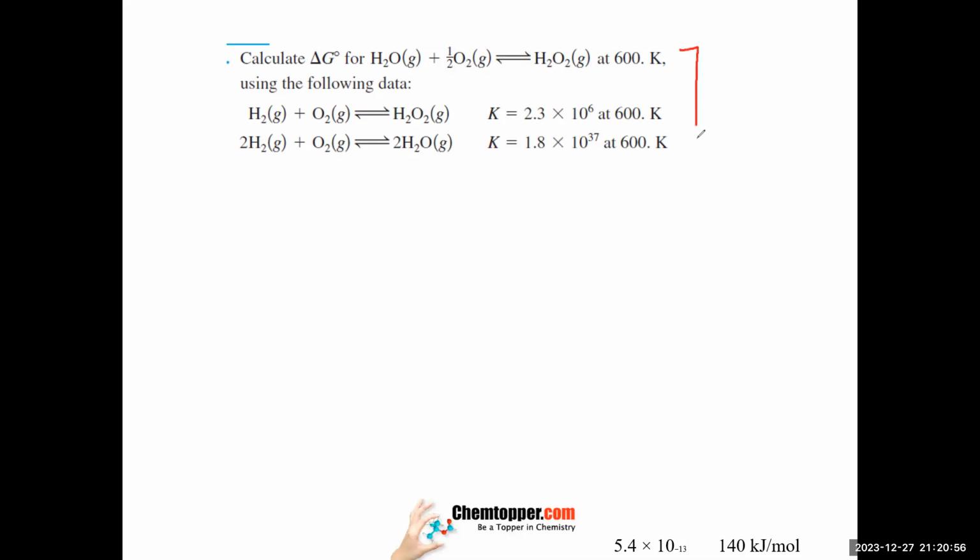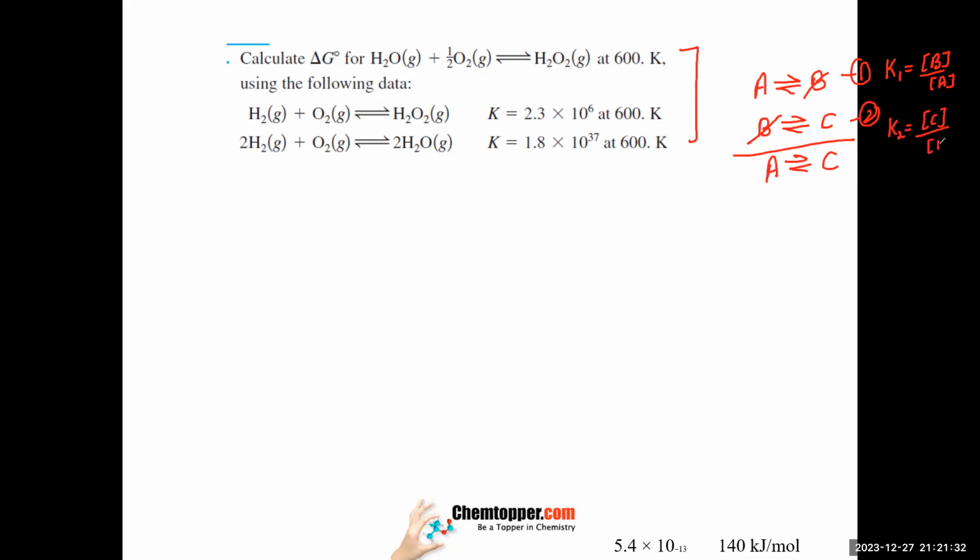So before you start this question, let me give you a review. If there is a reaction, A is in equilibrium with B, B is in equilibrium with C. If I ask you to add these two reactions, the overall reaction is A is in equilibrium with C. If I say write down K expression for this one, K1 is concentration of B over A, K2 is concentration of C over B, right? What is K3?